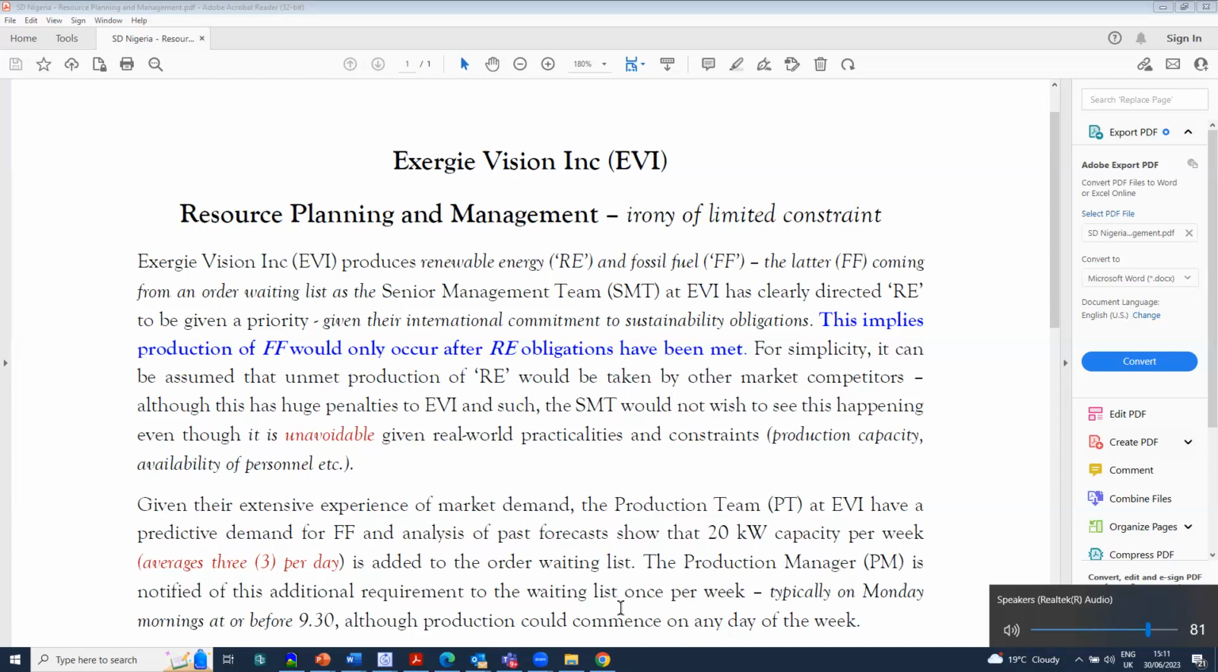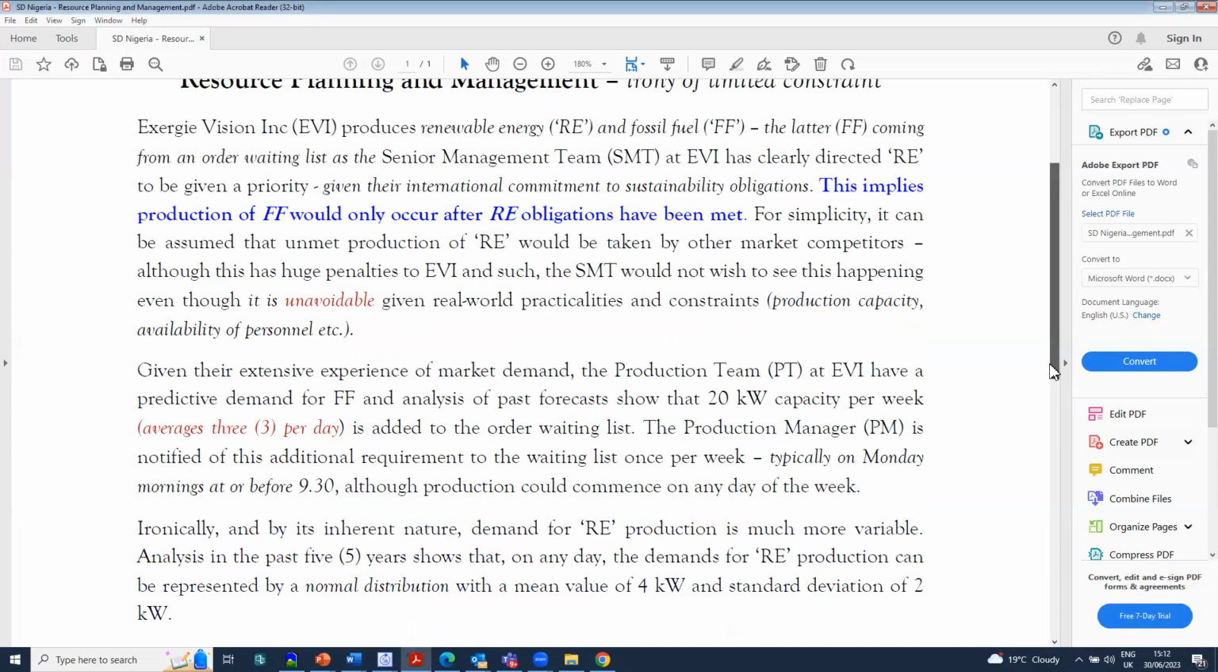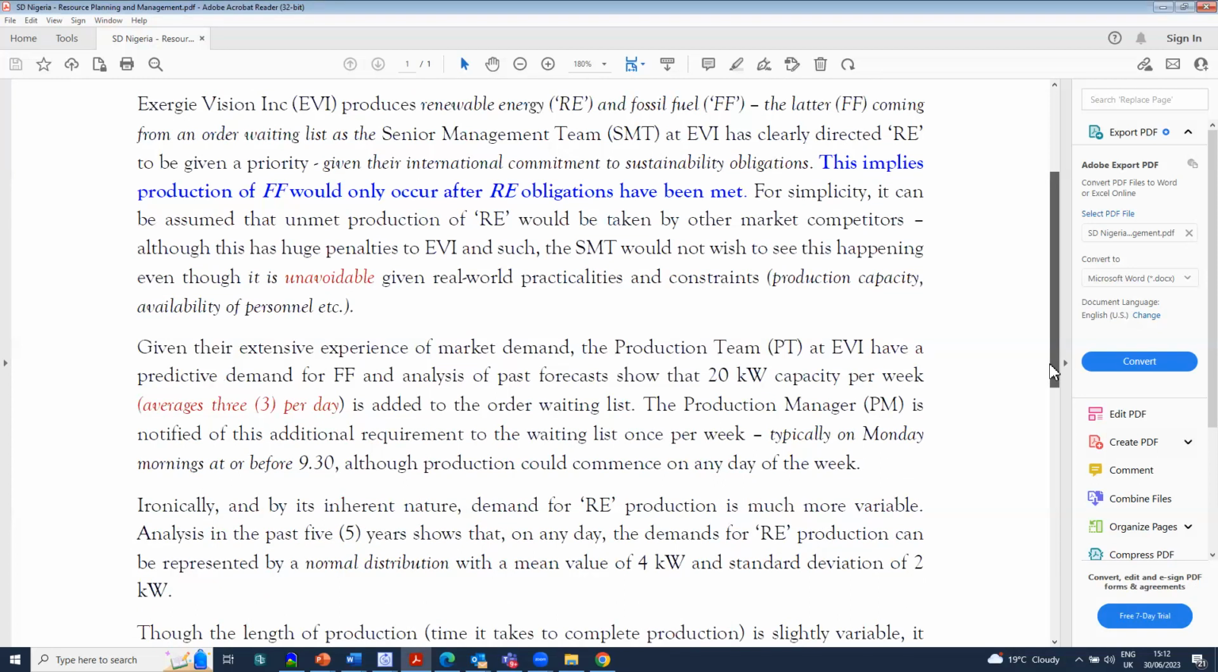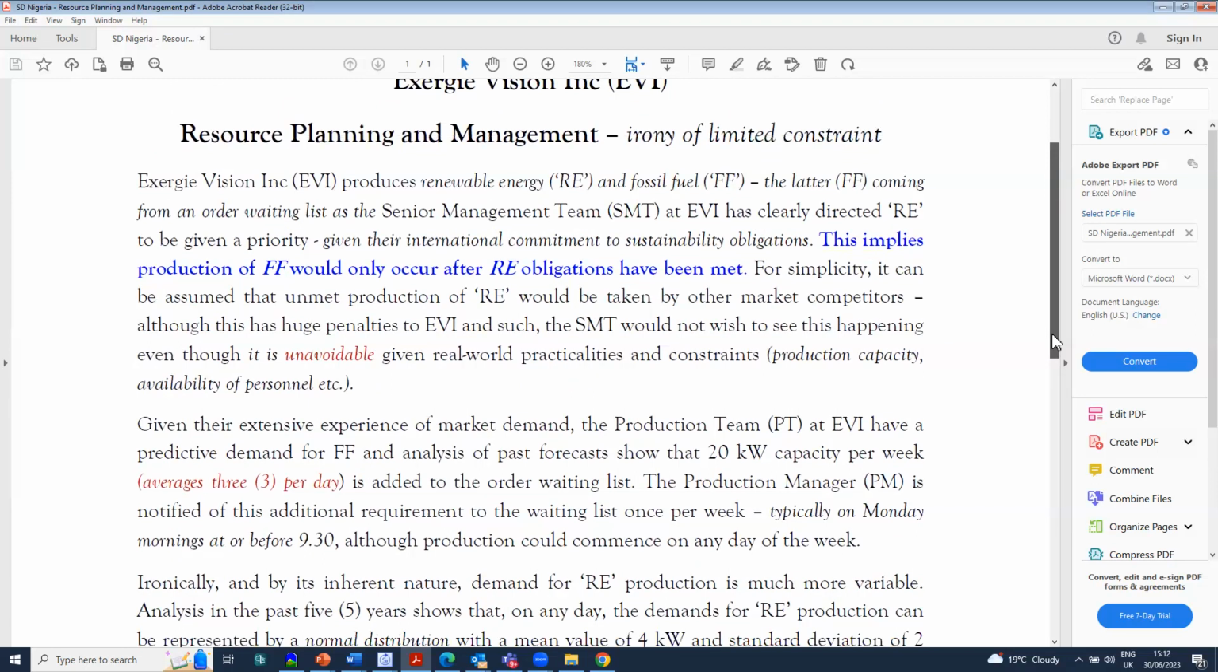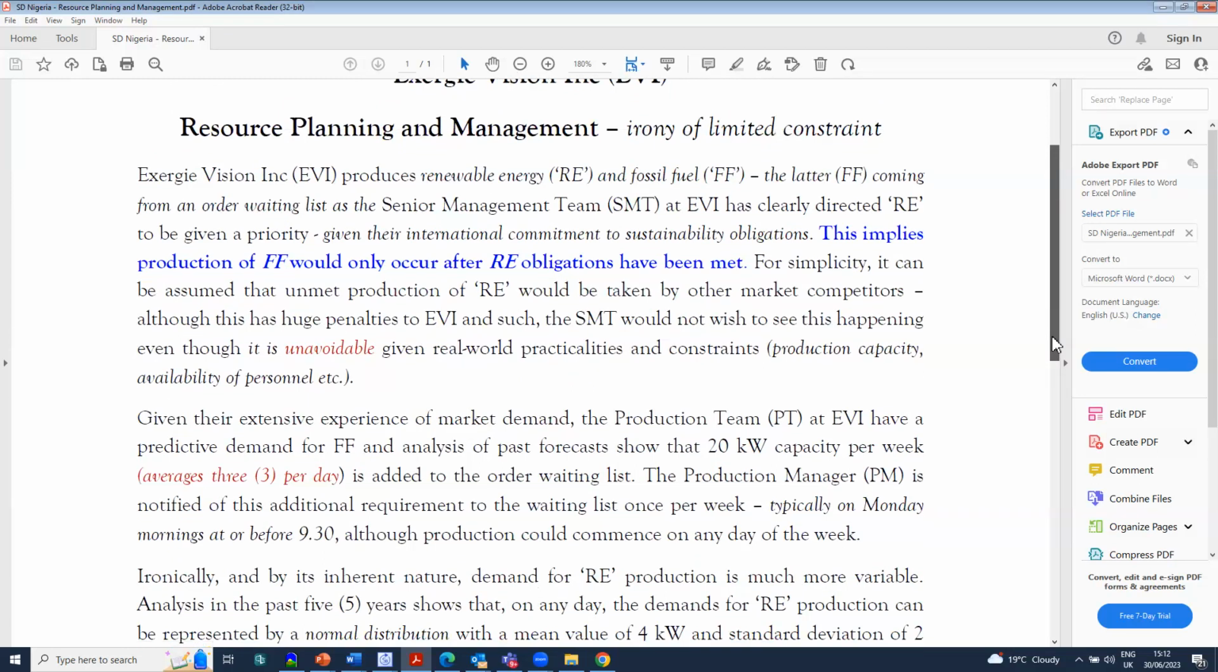So we are locked up. This is exactly what the government wants, but this is what our capacity is. Exergy Vision is in this particular position. According to what the brief has talked about, this company has two dilemmas. The first is that they want to produce renewable energy and they also want to produce fossil fuel.